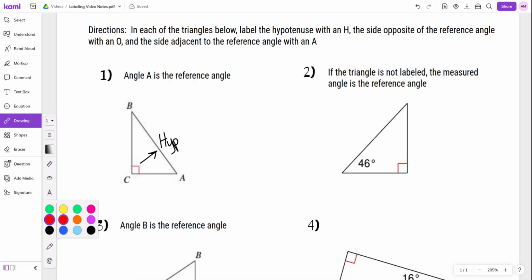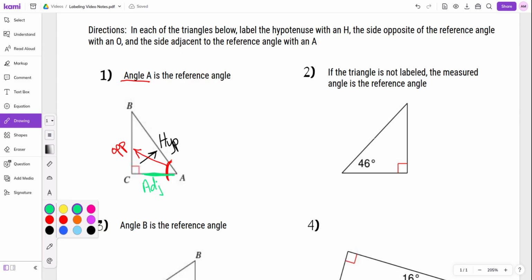In this case, it's in my question. Angle A is my reference angle, which means that I'm going to draw an arc in angle A. Then I can find the side opposite of angle A and label it opposite. And the last side of this triangle is next to angle A, and that is my adjacent side.